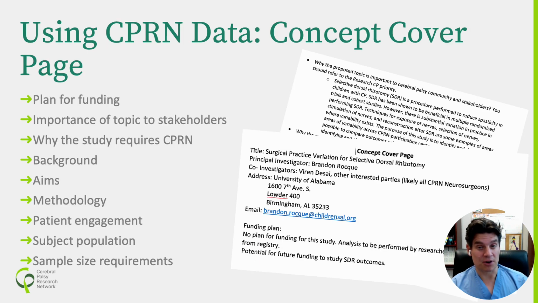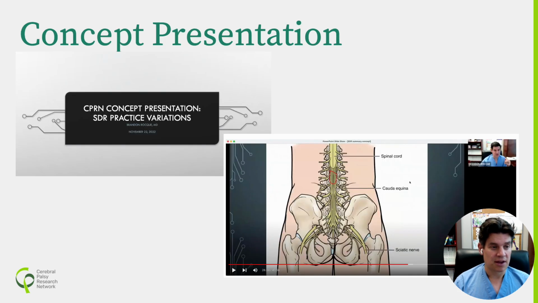So the next step in the CPRN process is for the potential investigator, in this case me, to create a concept cover page. That includes these elements, as you can see: a plan for funding, a little blurb about the importance of the topic, how CPRN is going to be able to address this, some discussion of the methodology, sample size requirements, and so forth. So I put together this cover page, and then the next step is to give a concept presentation to the CPRN membership. Here you see a nice screenshot of me, sitting in this very chair, in this very office, talking about this topic to the CPRN membership.